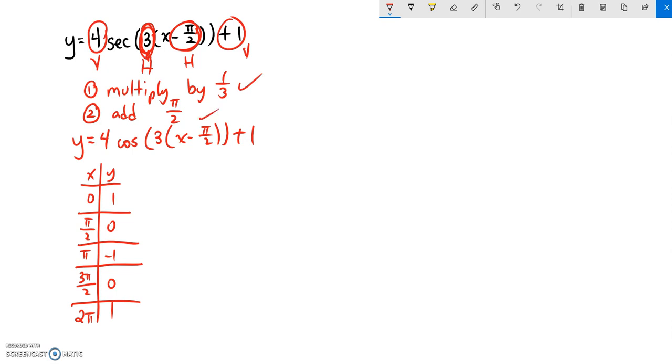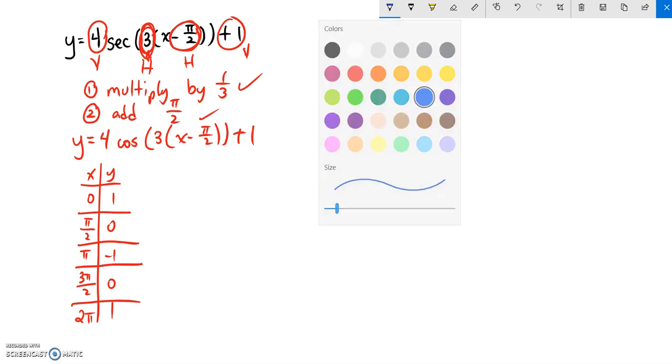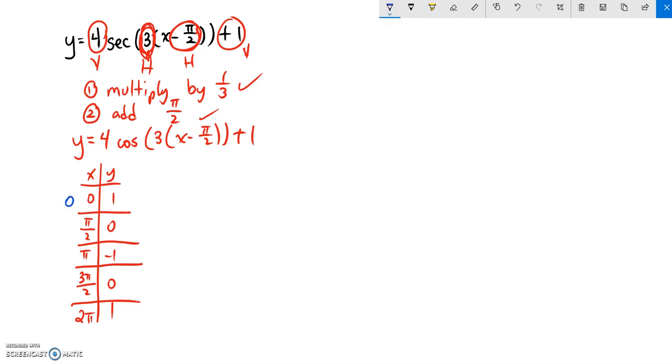So the only thing that affects it are these two things right here. So let's do them one at a time. We're going to do the first transformation, which is multiply the x coordinates by 1/3. So if we multiply by 1/3, we end up with 0. If we multiply pi over 2 by 1/3, we now have pi over 6. If I multiply pi by 1/3, we have pi over 3. If I multiply 3 pi over 2 by 1/3, I end up with pi over 2. If I multiply 2 pi by 1/3, we end up with 2 pi over 3. And we have completed this first transformation horizontally.